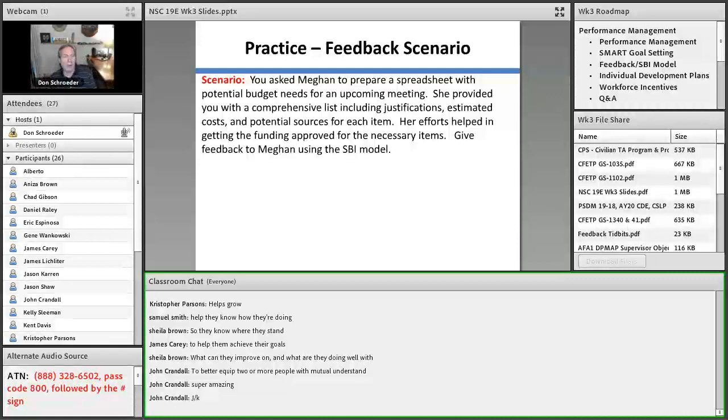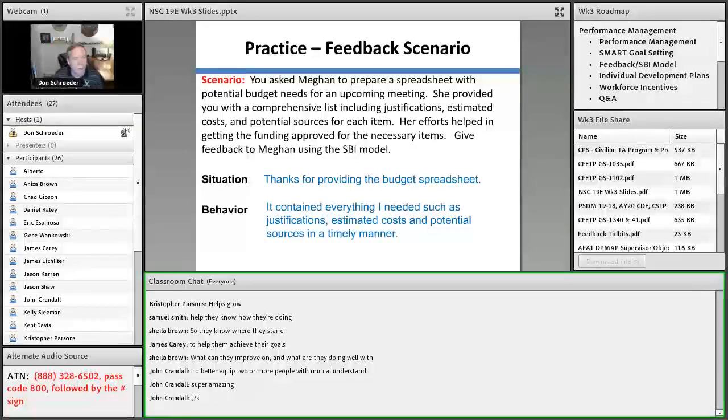So using that little model, how could we do that? Well, we could basically say, thank you for providing me the spreadsheet. That's the situation. That's all I wanted. I just wanted the spreadsheet, and thank you for providing it to me. But that was the situation. Now, the behavior, remember, is what I observed. The spreadsheet that you gave me actually included a lot more than what I even asked for. You gave me justifications and costs and potential sources and so on.